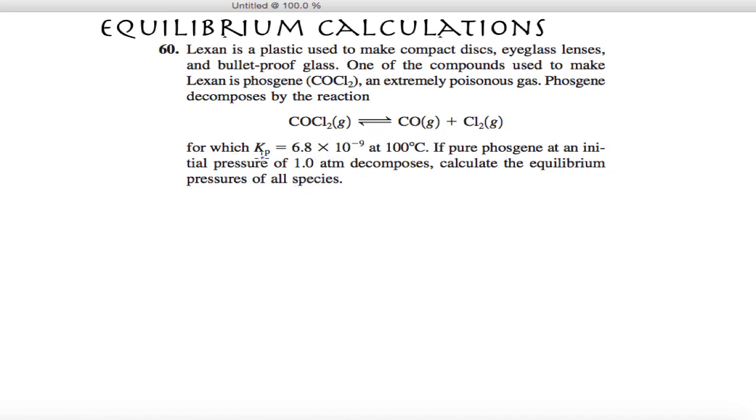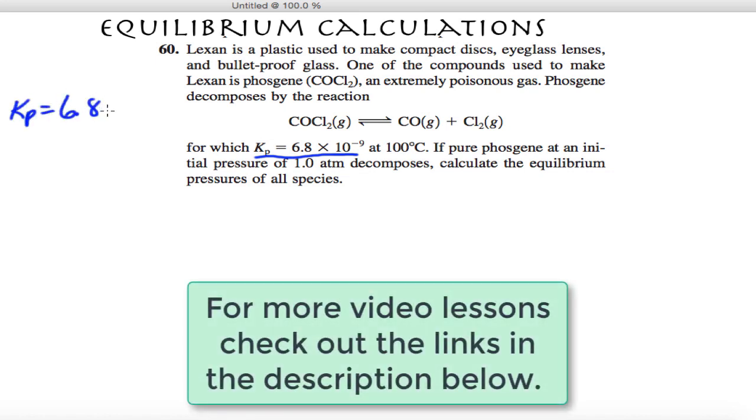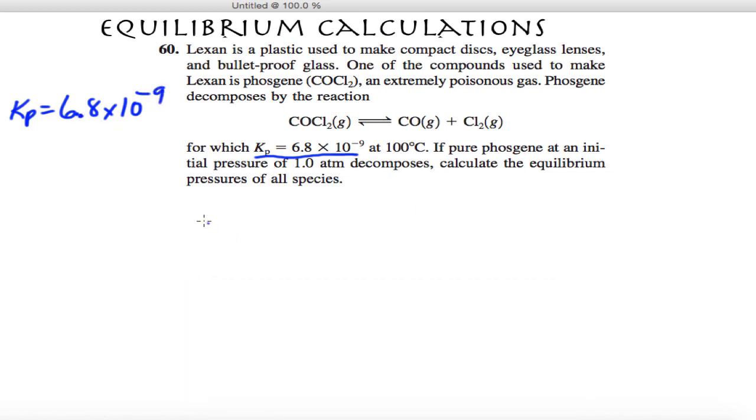In this case we know what K is. We've got the Kp and we know that it's a very small number. We're going to use that to our advantage, so keep in mind that that's a very small value. Kp equals 6.8 times 10 to the minus 9. So what we're doing is starting with this phosgene gas, and we're going to allow it to decompose into carbon monoxide gas and chlorine gas.